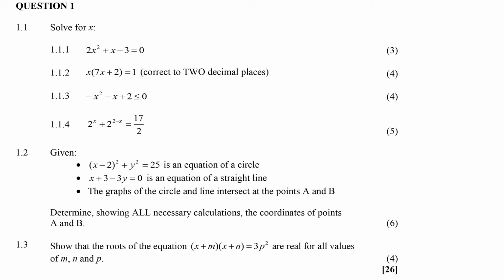Alright, so here we are given the equation of a circle. The equation of a circle is (x − 2)² + y² = 25. And then we have the equation of the straight line, which is x + 3 − 3y = 0.